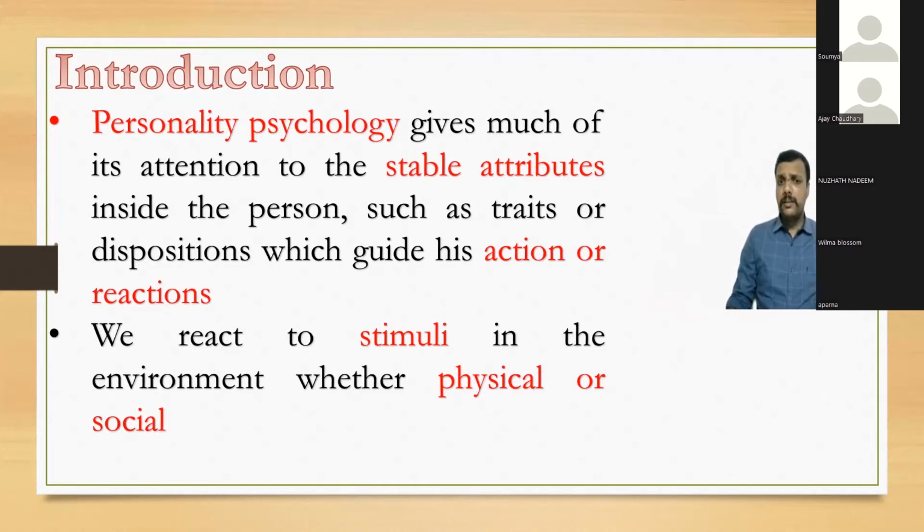We react to stimuli in an environment, whether physical or social. There are two different types of stimuli, physical or social. Physical means if someone touches you, if someone hits you, if someone shakes you suddenly, these are all physical stimuli. But what is social stimuli? Whenever we listen to some bad news, like something happening somewhere, we normally see on WhatsApp some incident, like an accident.